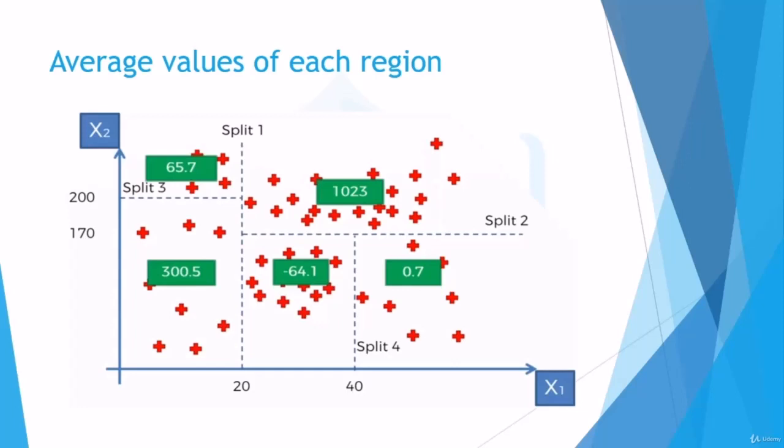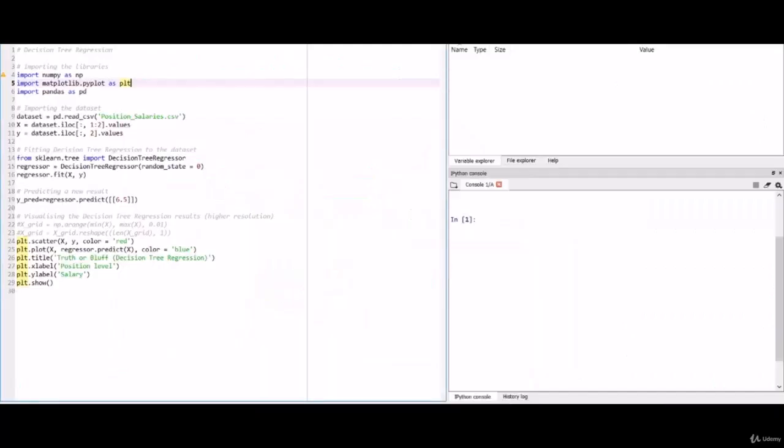Now let's move to the implementation part of the decision tree algorithm. So let's get started with the implementation part. And the first step, as always, is importing the libraries, and the three libraries are NumPy, Matplotlib, and Pandas. After that, we are importing our dataset, for which we are using pd.read_csv, and the name of our dataset is position_salaries. So let's first run these lines of code.